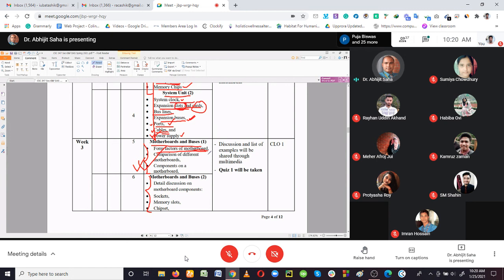We should know the different ATX motherboards and BTX motherboards form factors, that means the sizes of those different motherboards. Then the comparison of different motherboards, that is the difference between the ATX and BTX motherboards. We are going to compare the different ATX motherboards with the different BTX motherboards, and we will be able to understand what the differences among them are.